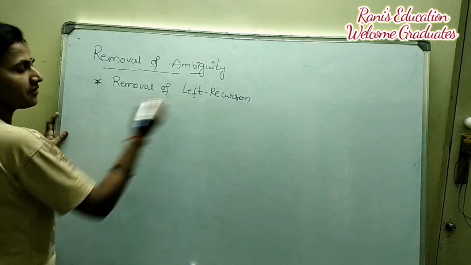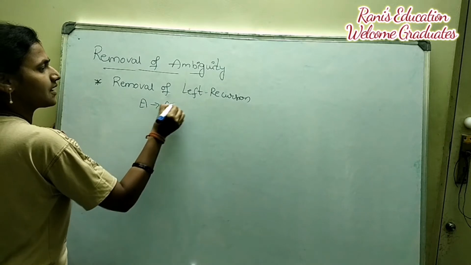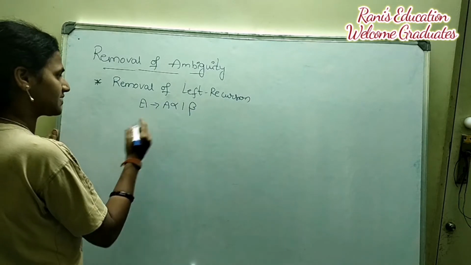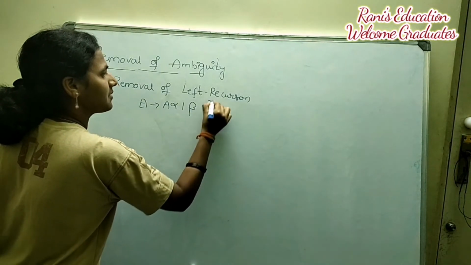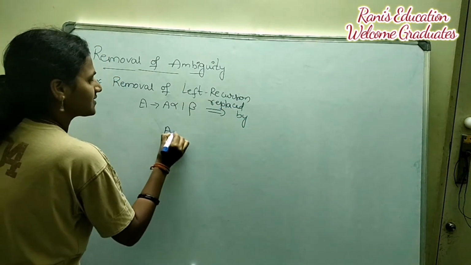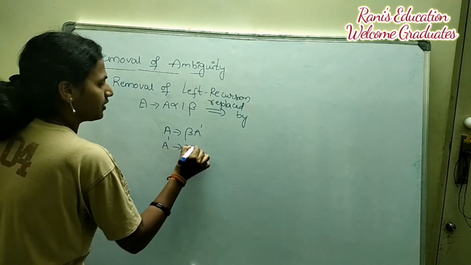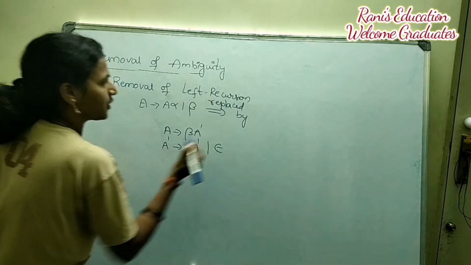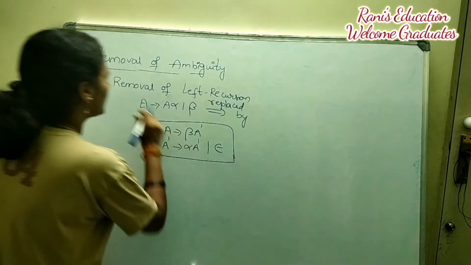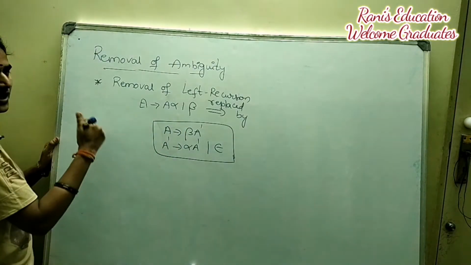So here, removal of left recursion. If the production is of the form A derives A alpha or beta, then it is going to be replaced by A derives beta A dash, A dash derives alpha A dash or epsilon. This is the new rule we are going to consider for the elimination of ambiguity with the help of removal of left recursion. Let us take one simple example of how we are going to remove that.